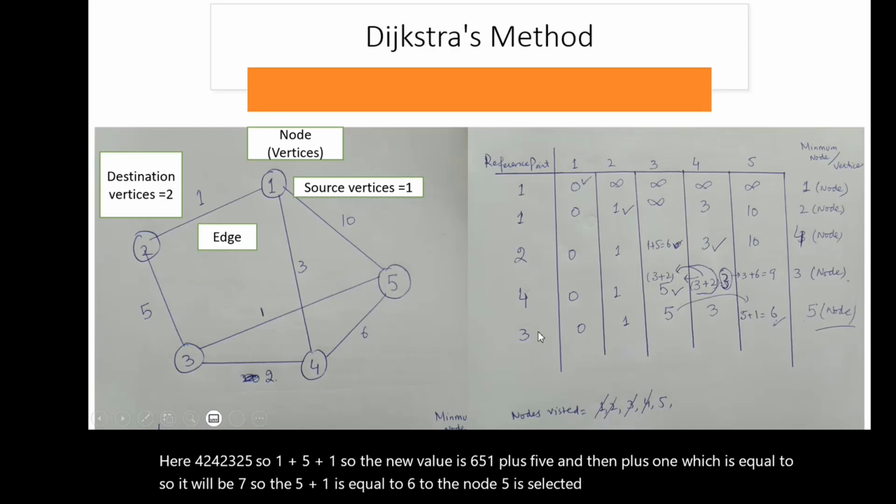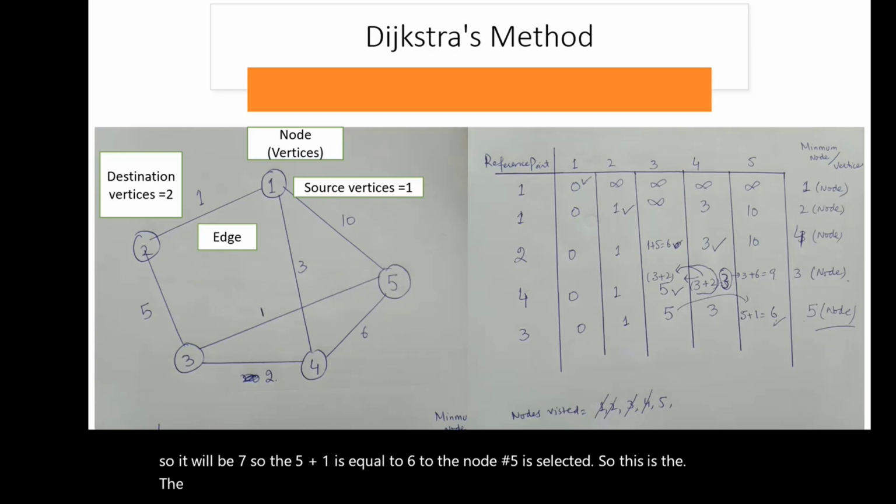So this is the method through which we determine the shortest path from zone 1 to zone 5.